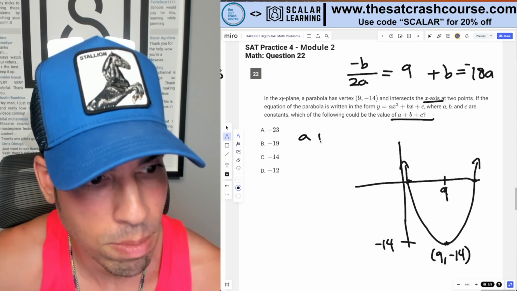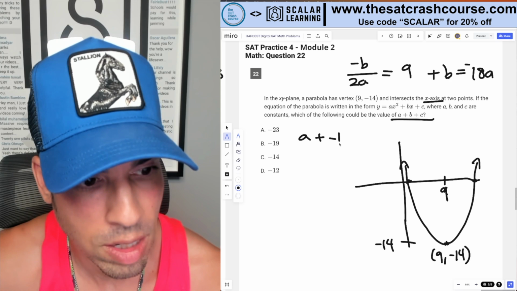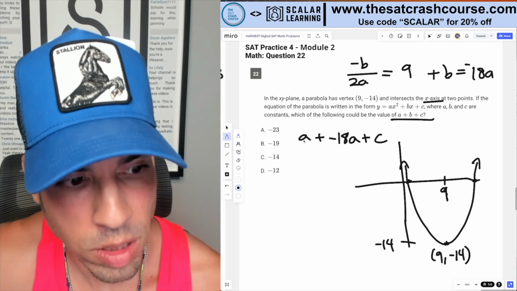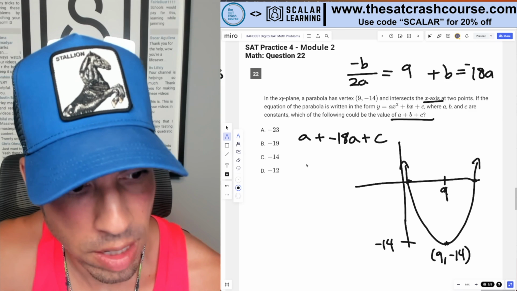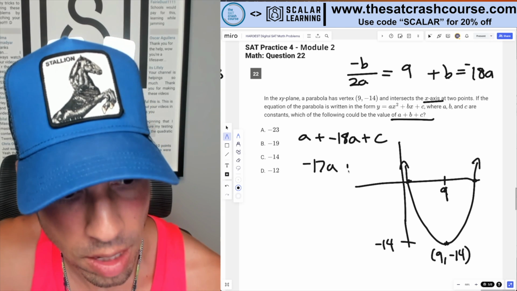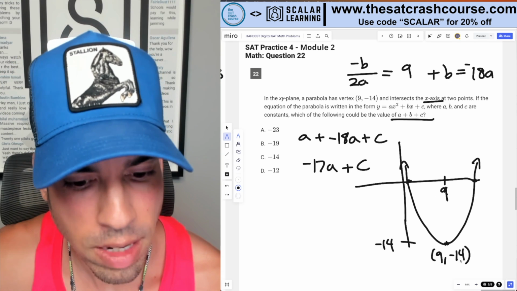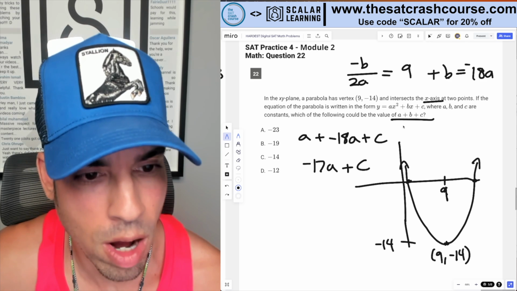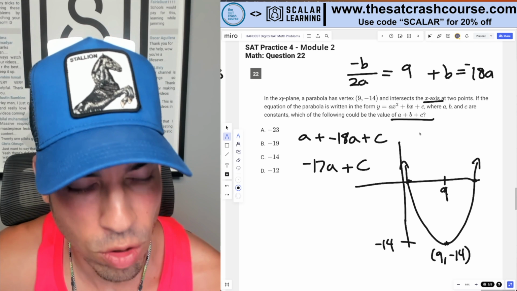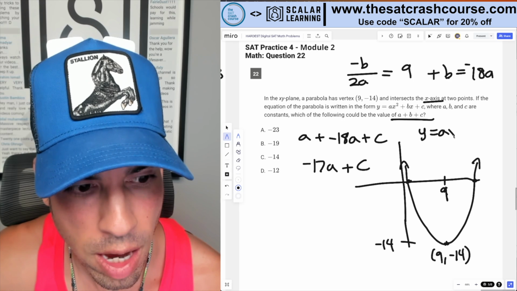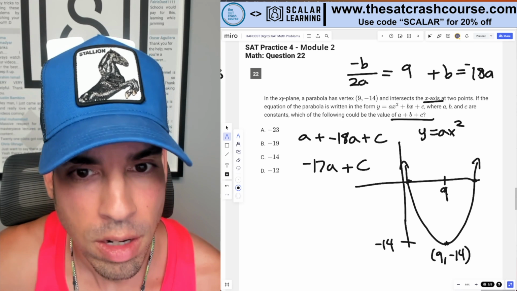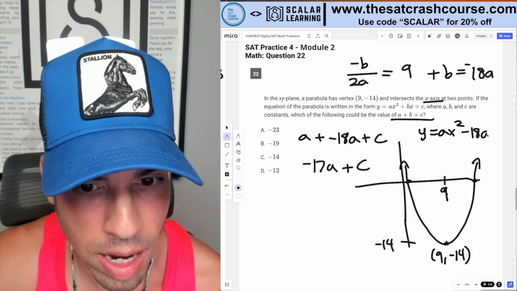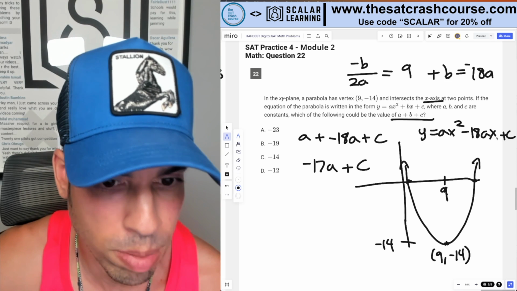So we know a plus b, which I know now is -18a, and then we have to figure out what c is. So now as we simplify a little bit more, a plus -18a is -17a plus c. Now taking my vertex 9, -14, I can plug it in for x and y. I can also simplify this equation. I can make it y equals ax squared, and since b equals -18a, I can say -18ax plus c.